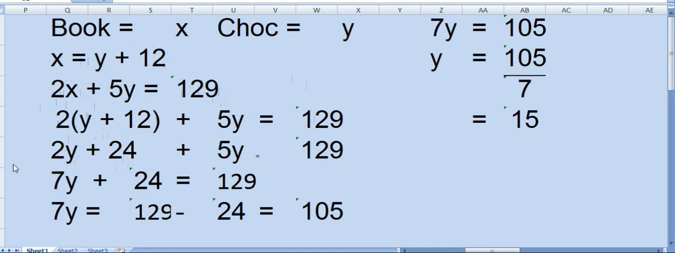So where is y? y and y. 5 plus 2 is 7. 7y plus 24 equals 129. We want y. So keep 7y on one side, 24 on the other side. So 129 minus 24, plus becomes minus, so it becomes 105. So 7y equals 105. So y equals 105 upon 7.